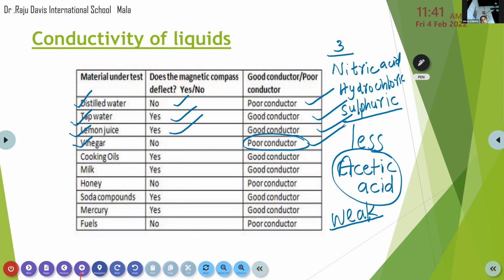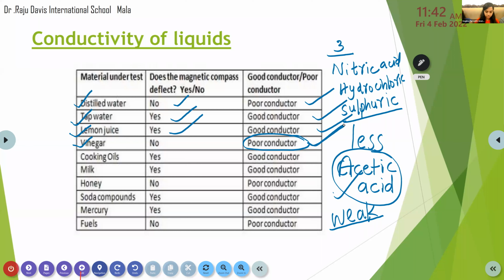So, for example, when a question asks like this: vinegar contains some acid, but it is a poor conductor. Why? Vinegar contains the acid, acetic acid, but it is a poor conductor. What is the reason? Because it conducts electricity less. Why does it conduct electricity less? Because the acid is weak. Yes, very good. Vinegar contains acetic acid, which is very weak. That's why vinegar is a poor conductor of electricity.